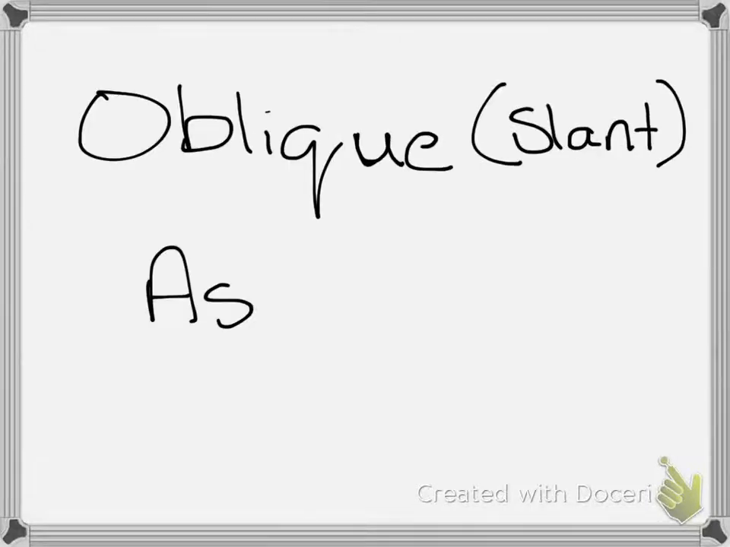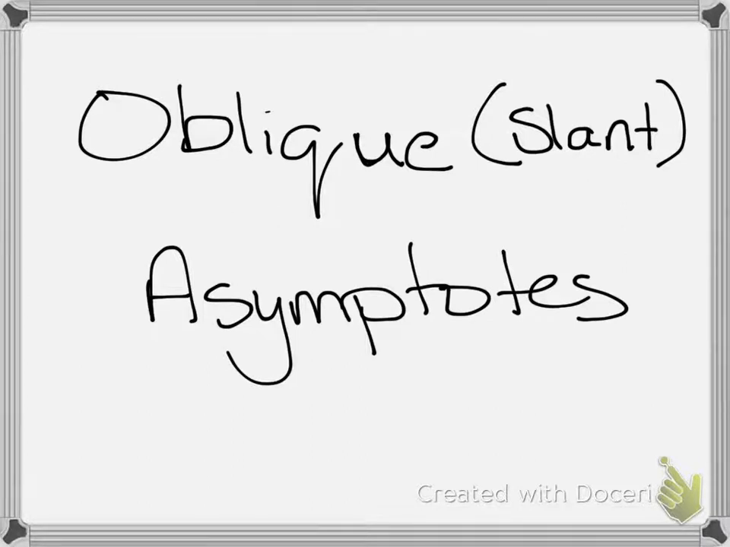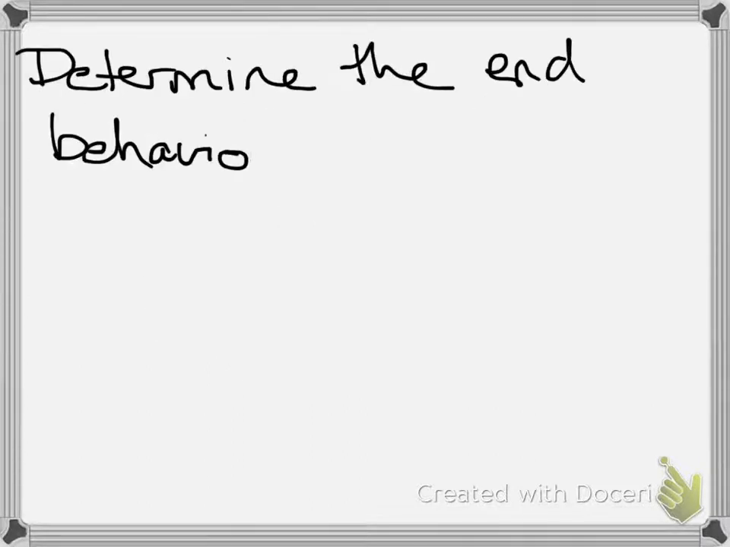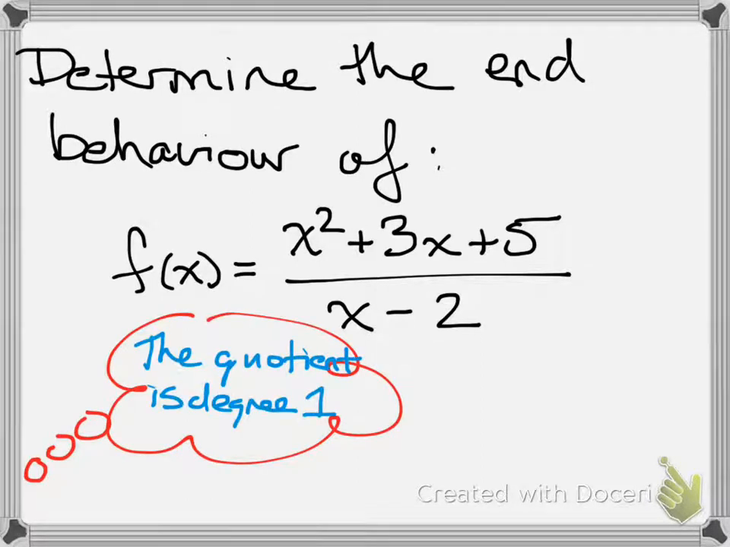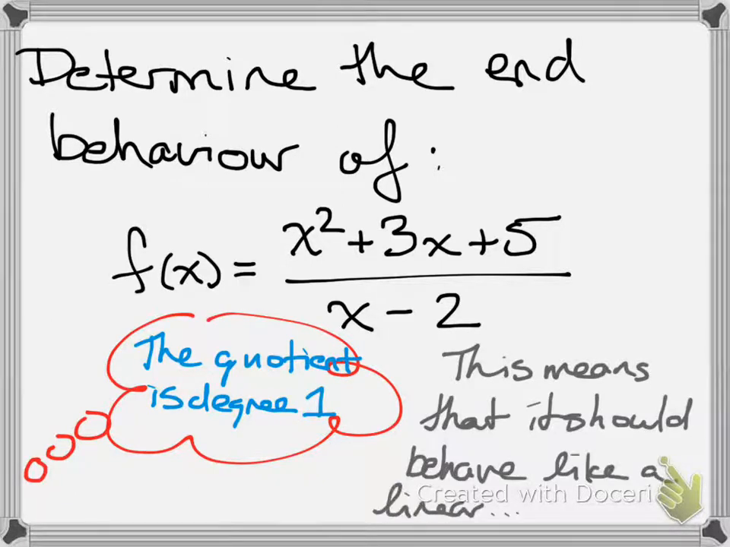Today we're going to talk about oblique or slant asymptotes. If we want to figure out the end behavior of the function x squared plus 3x plus 5 over x minus 2, we could think about a couple of things, but really a rational function is division. So the quotient is degree 1. That probably means it should behave like a linear, right? But the question is, which linear? What's the slope? What's the y-intercept of that linear that it behaves like? And what's it all going to look like?